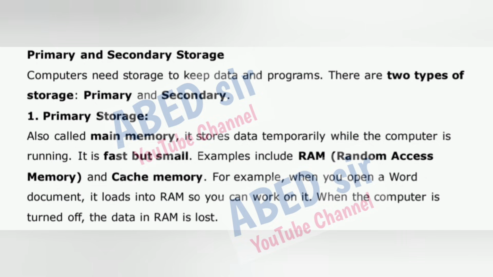Primary and secondary storage. Computers need storage to keep data and programs. There are two types of storage, primary and secondary. 1. Primary storage. Also called main memory, it stores data temporarily while the computer is running. It is fast but small. Examples include RAM, random access memory, and cache memory. For example, when you open a Word document, it loads into RAM so you can work on it. When the computer is turned off, the data in RAM is lost.